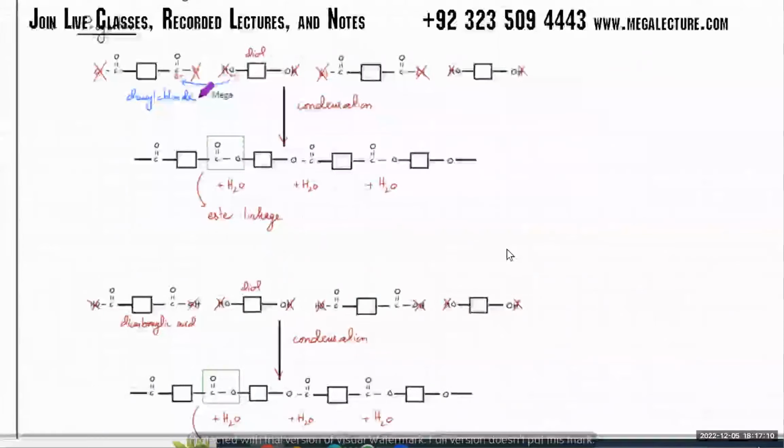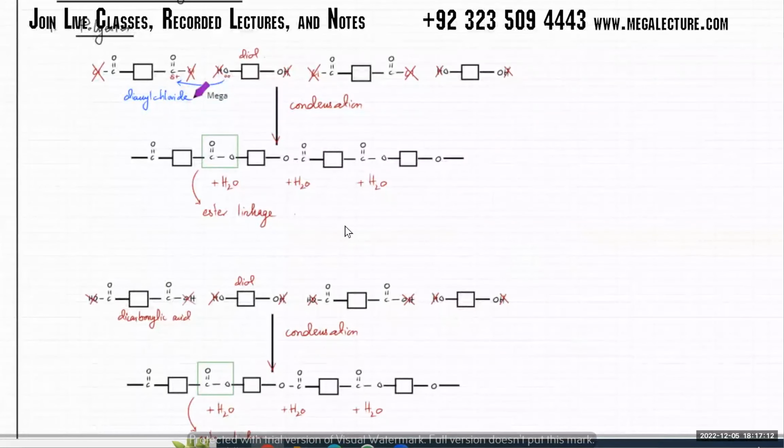ठीक है, so the only difference is कि एक जगह पे diacyl chloride use हो रहा है, the other one you're using a dicarboxylic acid. That's the only difference, but both of the cases will result in the formation of a polyester. ठीक है, ये clear है बात? Yes, sir.